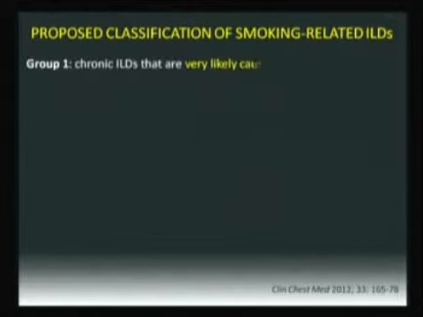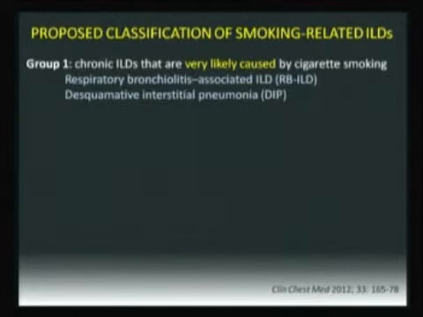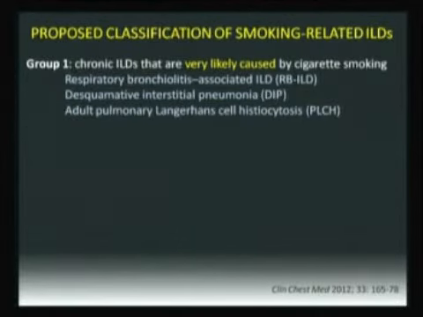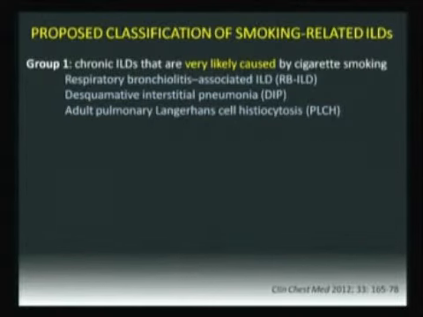They propose a new classification, which is the following. There are chronic ILD that are very likely caused by cigarette smoking. So if you don't smoke, you don't get the disease. RBILD, respiratory bronchiolitis with interstitial lung disease, desquamative interstitial pneumonia, acute pulmonary Langerhans cell histiocytosis, and that's it. If you don't smoke, you don't get this disease. That means it's extremely likely that this disease is directly caused by smoking.